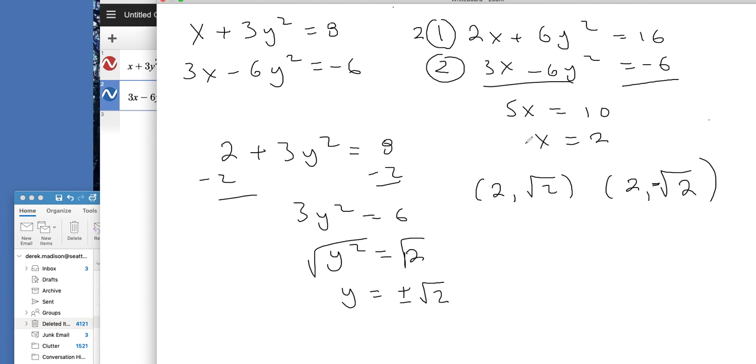So this time we got 1 x, and it had 2 y's with it, so we had those 2 points of intersection. Hopefully that helps.